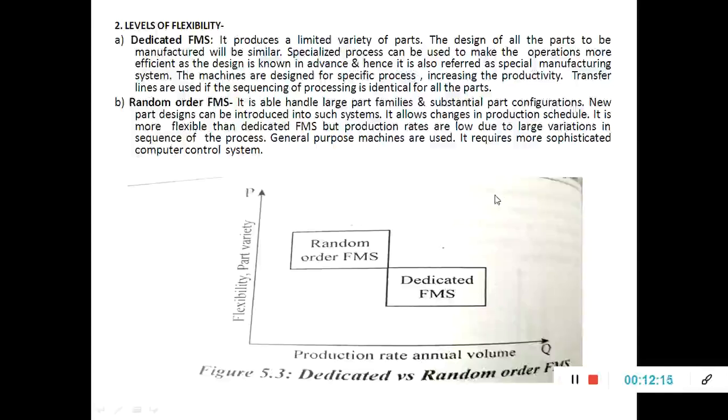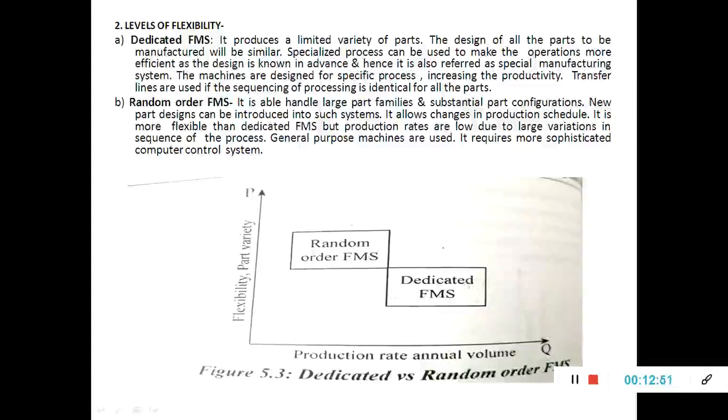Now, levels of flexibility. There are mainly 2 levels of flexibility. One is dedicated FMS, one is random order FMS. Now, what do you mean by dedicated FMS? Dedicated FMS in the sense the part variety flexibility is very less here. Part variety flexibility means it produces a limited variety of parts. So, for example, if the dedicated FMS only produces 2 to 3 parts regularly, there is no changeover done in the dedicated FMS.